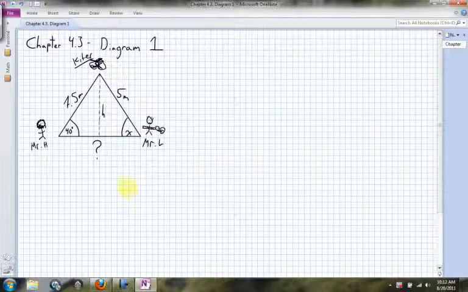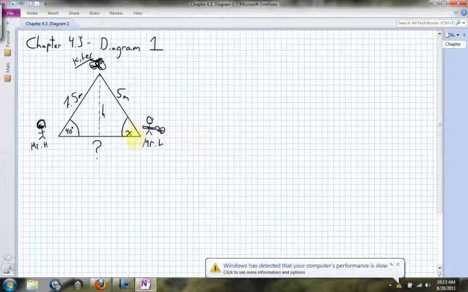So what we need to do is find the distance in between me and Mr. Laidlaw. But first we need that top angle, whether we're using the sine law or the cosine law. Either way we need that top angle. Before we can get the top angle though, we need the angle x.